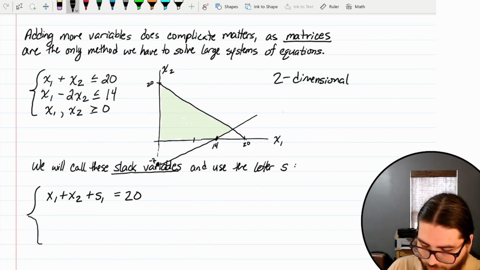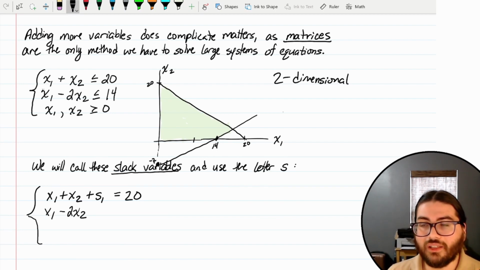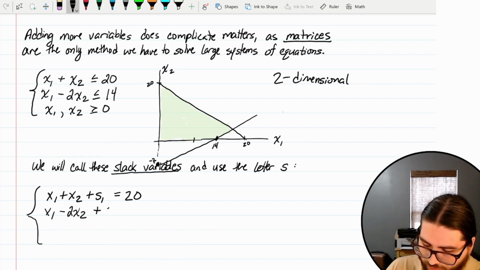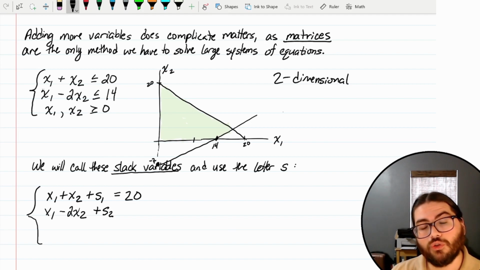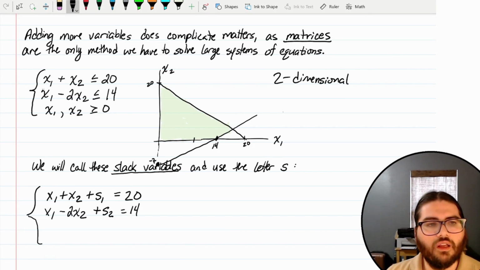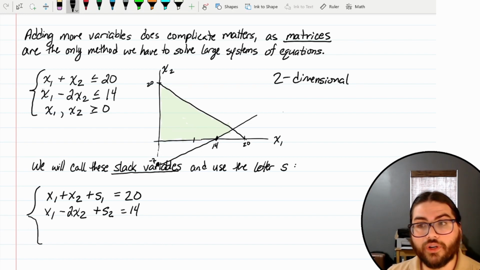I'll do the same thing to the second inequality. x1 minus 2x2. Now that's allowed to be less than 14, so I need a slack variable there too. But because the amount of slack in the second equation may be different from the amount of slack in the first equation, I'm going to have to use a different slack variable. I'll call it s2 to represent the amount of slack in this inequality. So now I've got four variables: x1, x2, s1, s2.